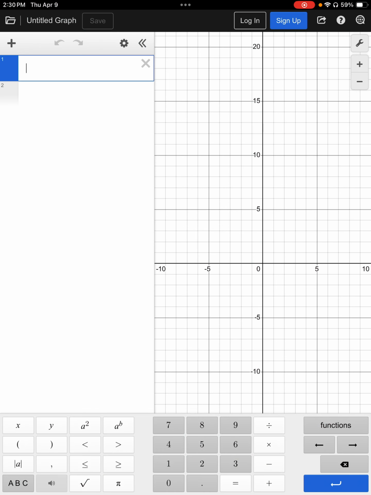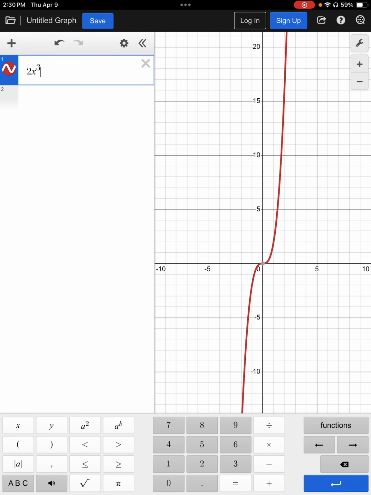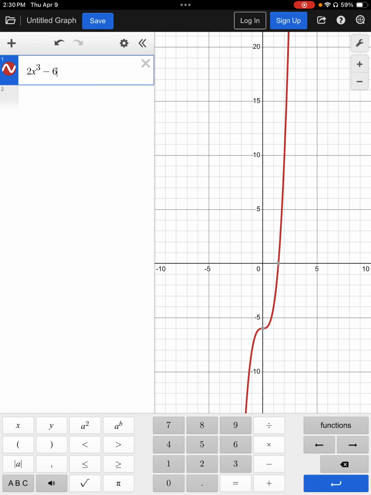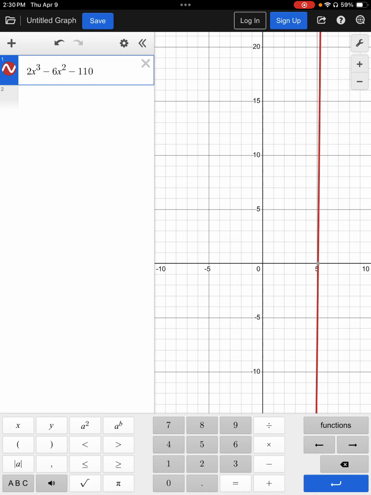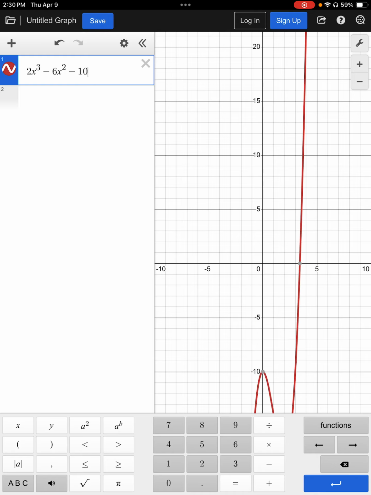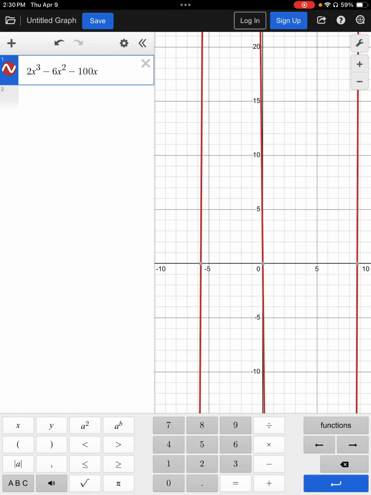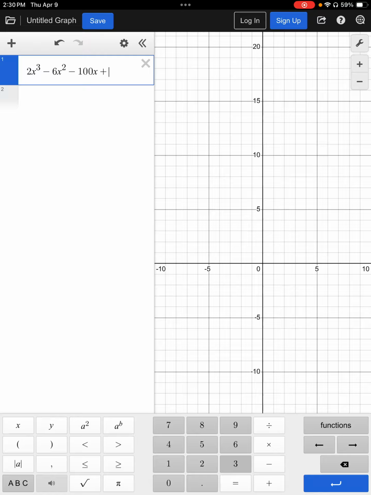So we'll open up Desmos. Wait for it to load. So I got 2x to the third minus 6x squared minus 100x, and then plus 300.